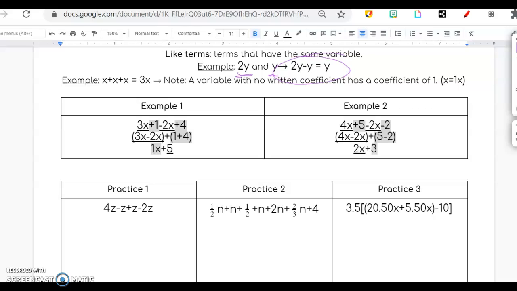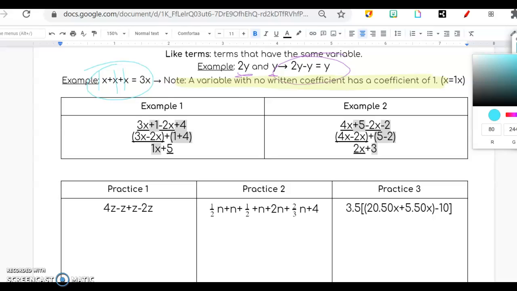And then, as we've also been talking about, just another note for you here: a variable with no written coefficient has a coefficient of 1. So go ahead and highlight that sentence so we can remember that. No written coefficient has a value of 1. And then it shows you on the left-hand side an example: x plus x equals 3x, because we have 1x, 1x, and 1x. Okay?